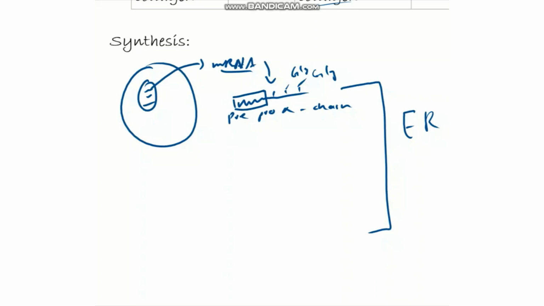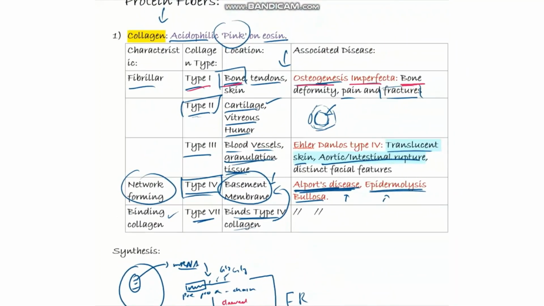So this hydrophobic terminus, when it is cleaved inside the ER, it is now referred to as the pro-alpha chain. This right here is cleaved. And any problems with the cleaving would lead to osteogenesis imperfecta. We've studied it up here. Let me just show you. So this right here, osteogenesis imperfecta, which is the brittle bone disease, affects type 1 collagen.